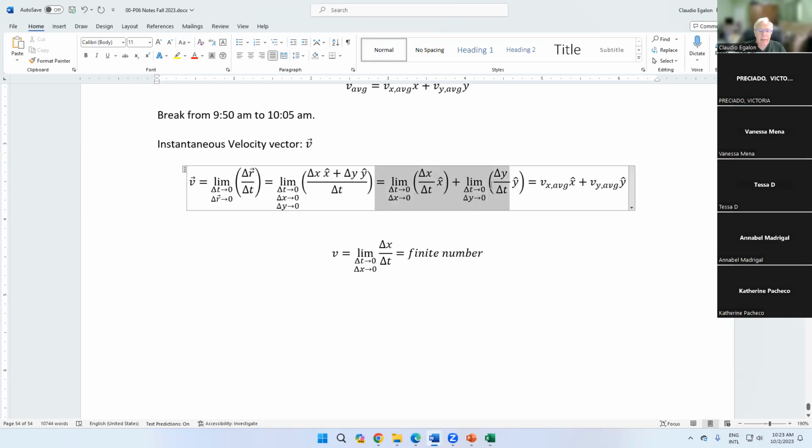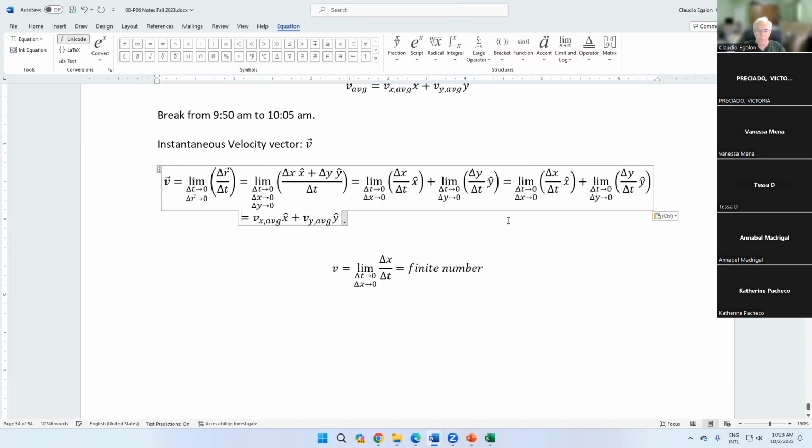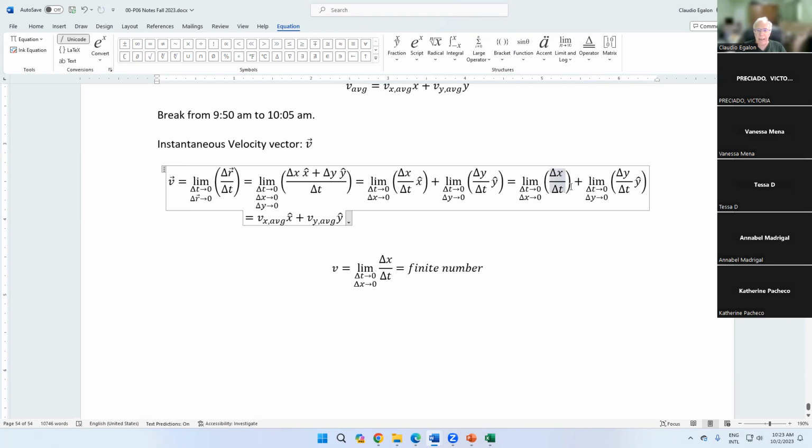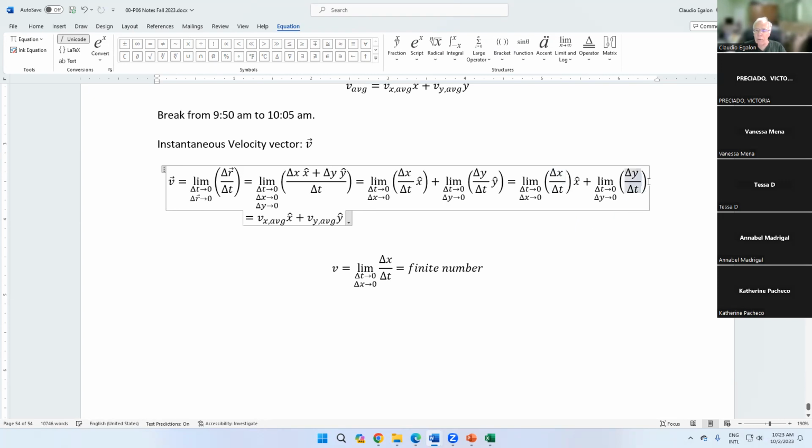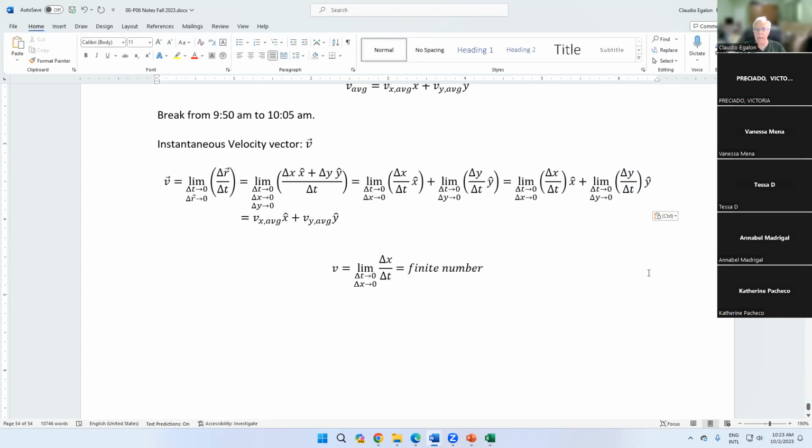There is one more step that we can take here. What's going to 0 is delta x, and delta t is not x hat. So I can take x hat out of this limit. And I also can take y hat out of this limit. And we end up getting something like that.